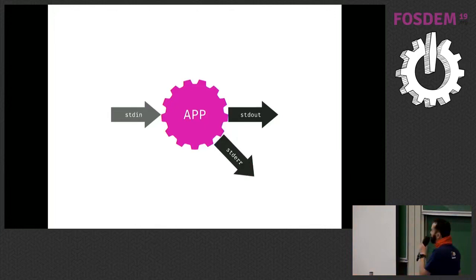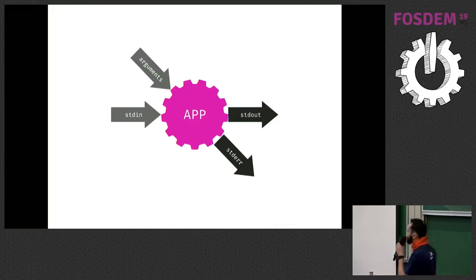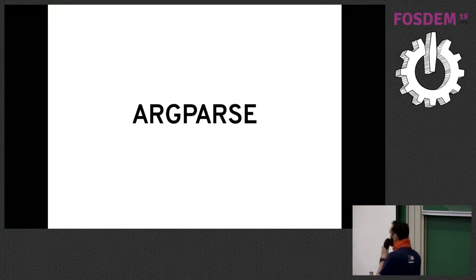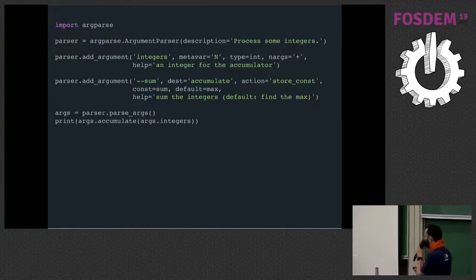And then the first thing we have to toy with configuration in our applications is the command line arguments. So in Python, we have argparse, which is included in the standard library. You basically have to define your parser.